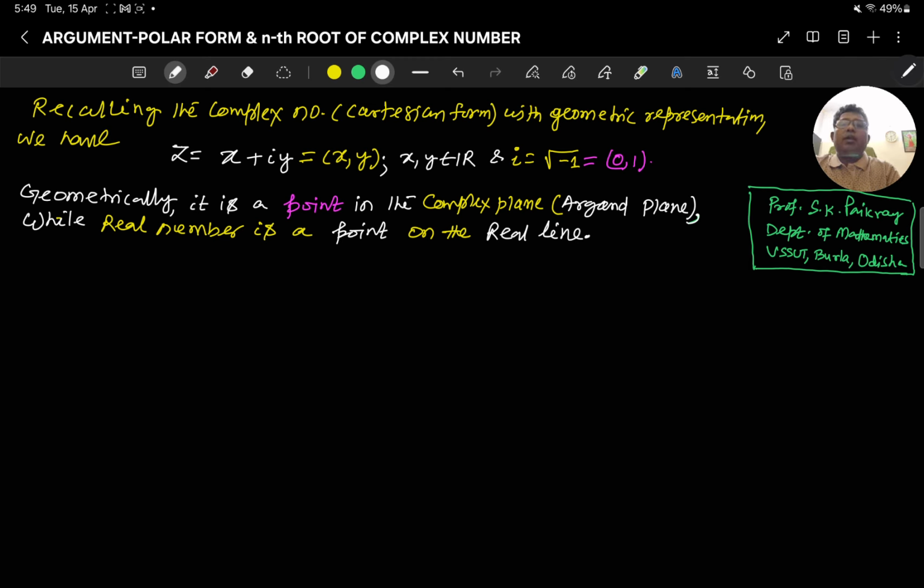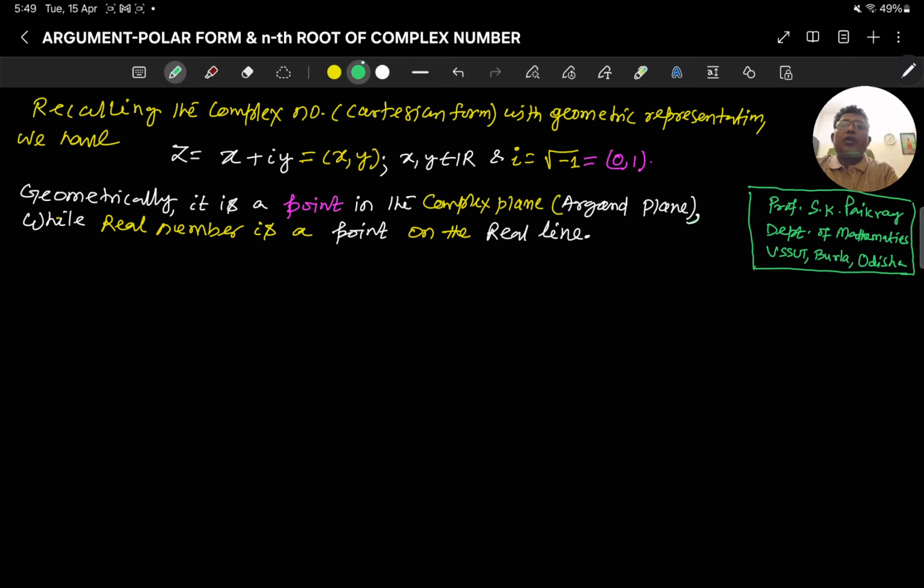Hello everyone. In this lecture I shall discuss the polar form of a complex number, for which we need a detailed understanding of the argument or amplitude of the complex number. Subsequently we will discuss the nth root of a complex number as well as the nth root of unity.